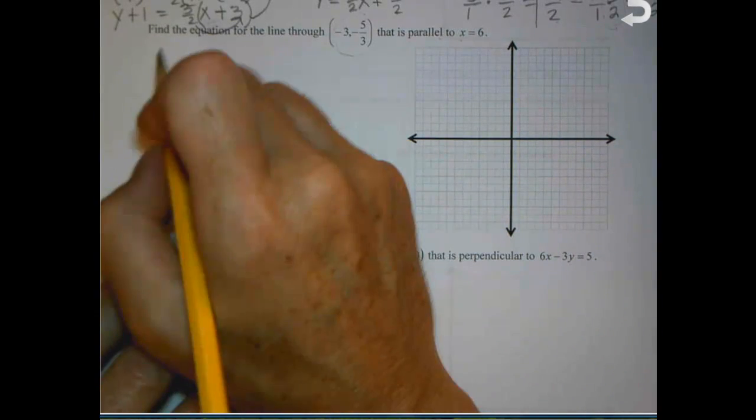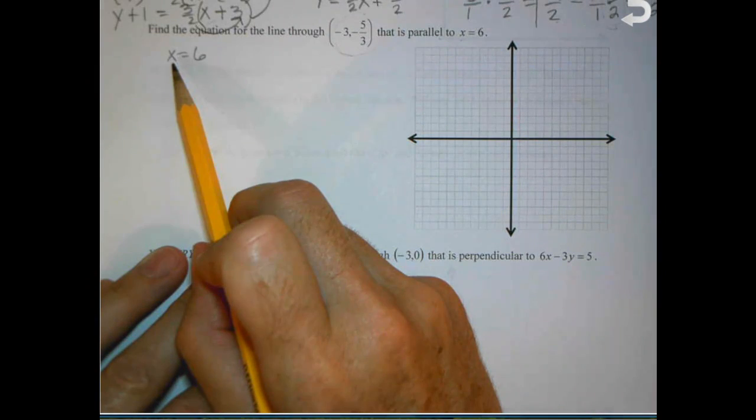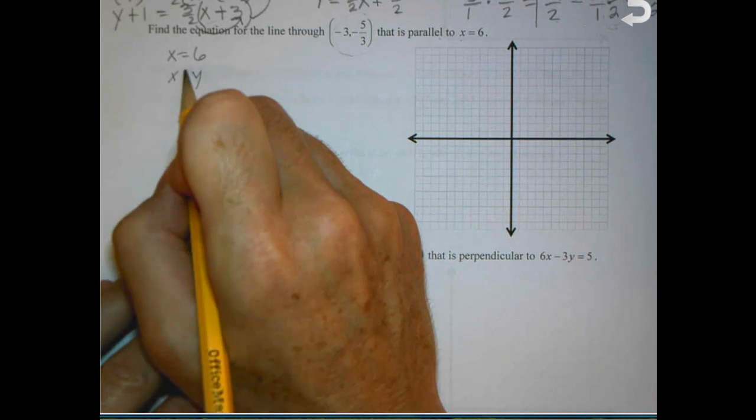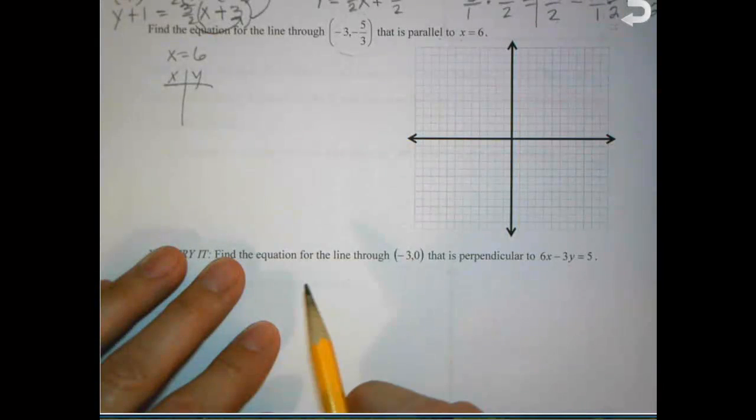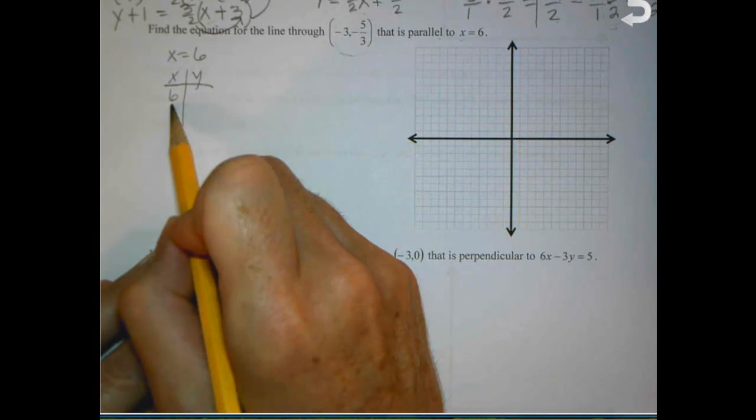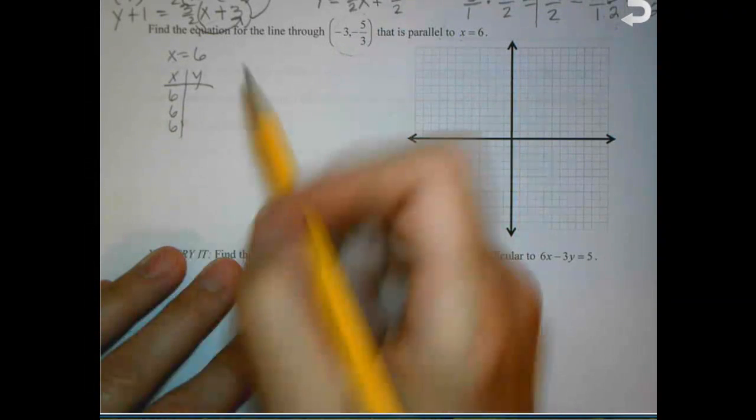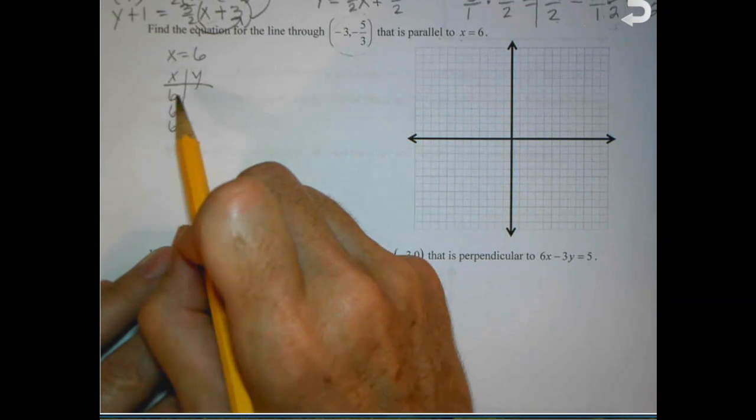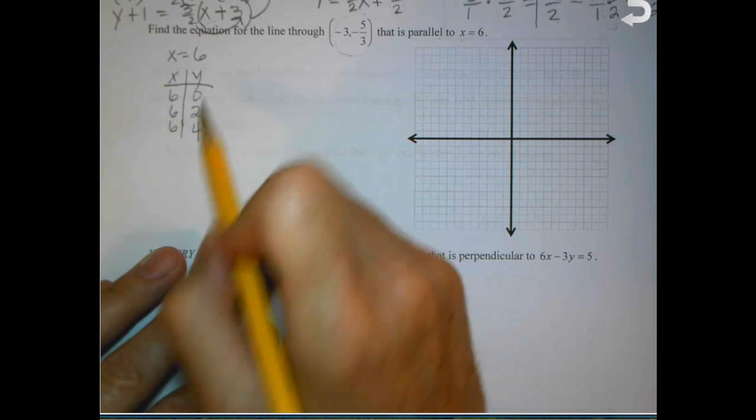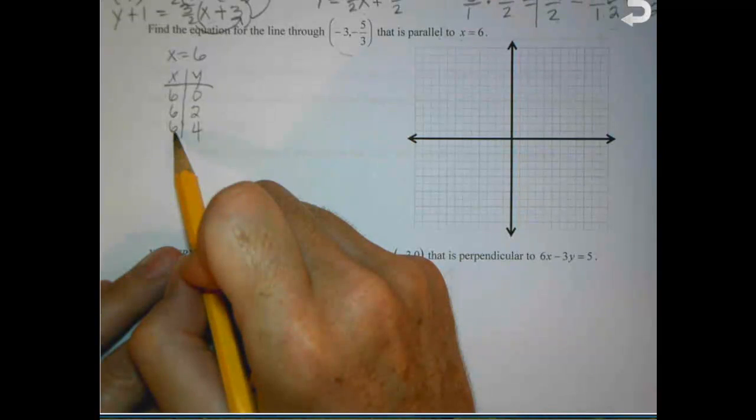Well, I better take a look at x equals 6, and I see that I only have one variable, so I know it's going to be a special case, one of either a horizontal or a vertical line, and I'm not quite sure, so I'll make an xy table, and I see that no matter what, x has to be 6, so I can plug in 6 for every point for the x part of the coordinate, and then the y part I can put 0, 2, and 4. It doesn't matter as long as my x part is 6.